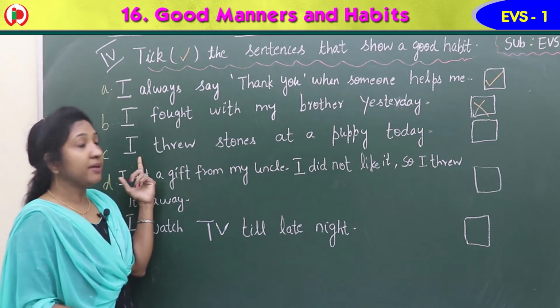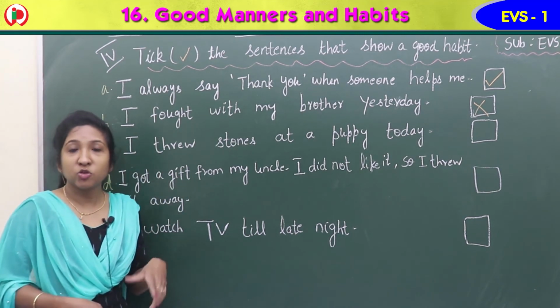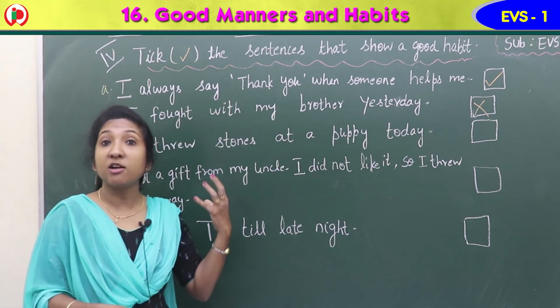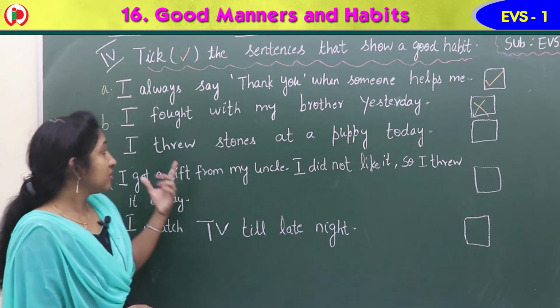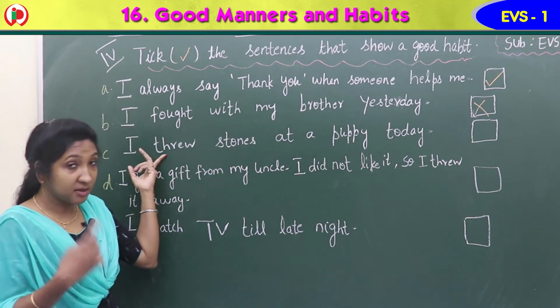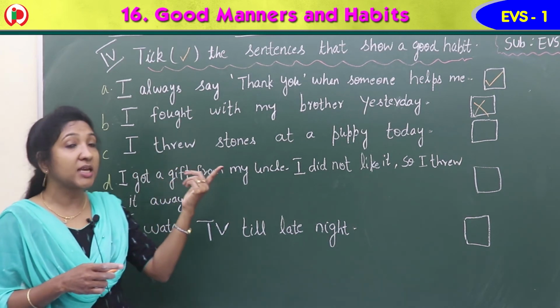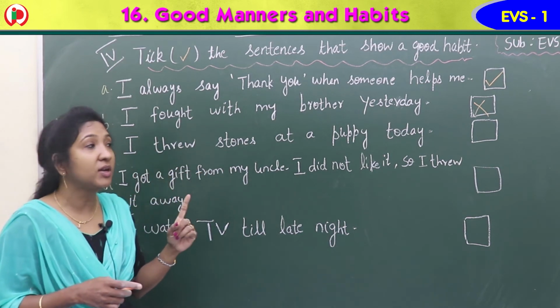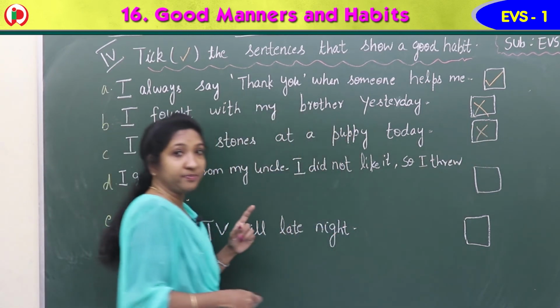Now, C. I threw stones at a puppy today. You should not tease animals. You should not throw stones at puppies or dogs, isn't it? So throwing stones at animals is not a good habit. I threw stones at a puppy today is not a good habit. So you have to put a cross.